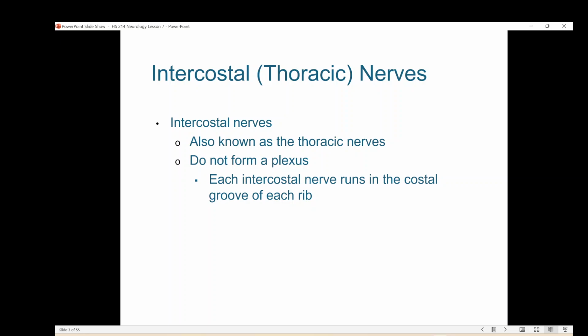So the intercostal nerves, you can call the thoracic nerves. And what's interesting about them is they do not form a plexus. We know from our previous lesson that a plexus in Latin is a braiding. You could think of it as a mesh or a network. That doesn't happen here. Each intercostal nerve or thoracic nerve runs in the costal groove of each rib. So on the underside of each rib, if you remember, there's a shallow groove known as the costal groove. The nerve runs right inside there.